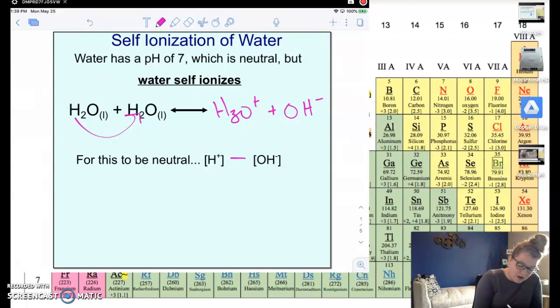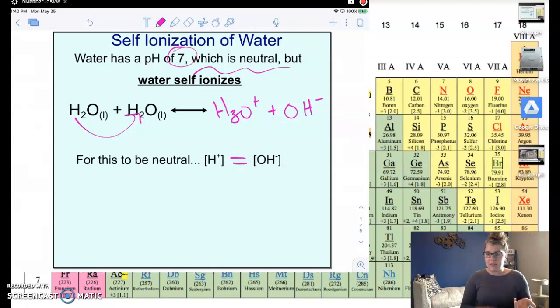And then these are going to be in equal concentrations of one another. Remember, these brackets represent concentration or moles per liter. For this to be completely neutral and have a pH of 7, you need to have equal amounts of H and OH in the water for this to be neutral. Because if you've got more H's or more OH's, then it's going to flip to be either acidic or basic, depending on which one you have more of.